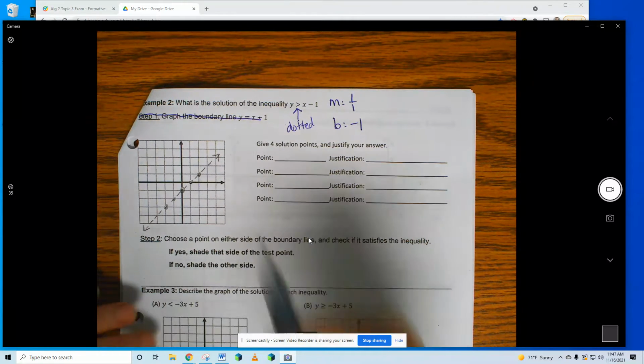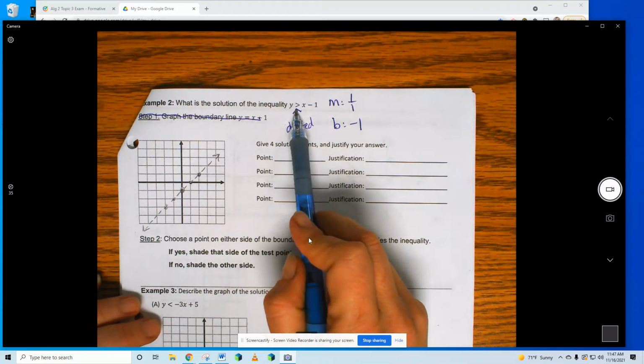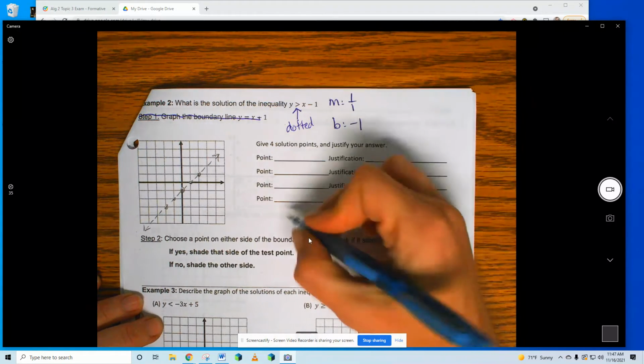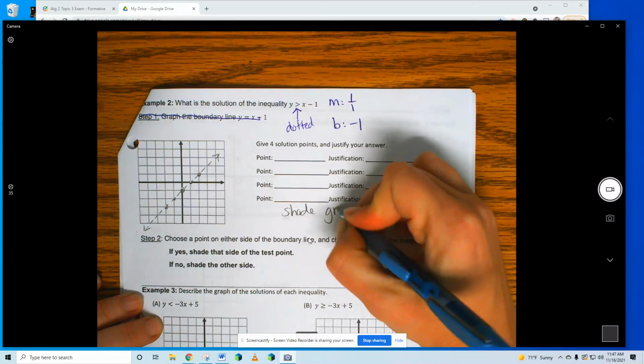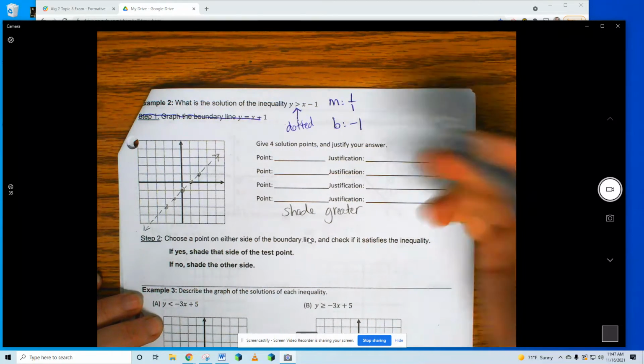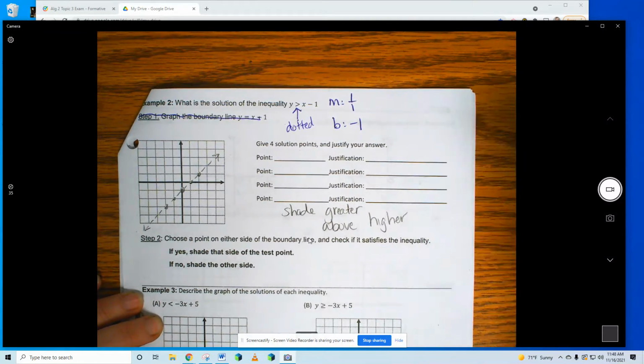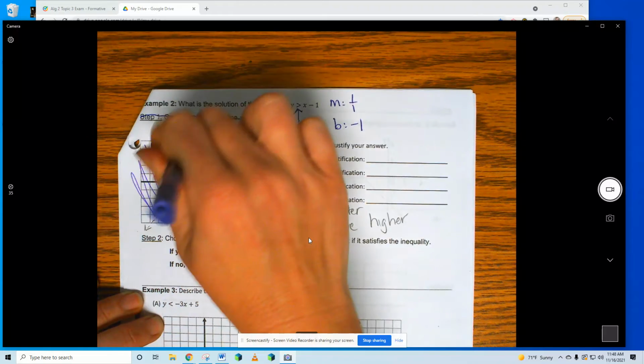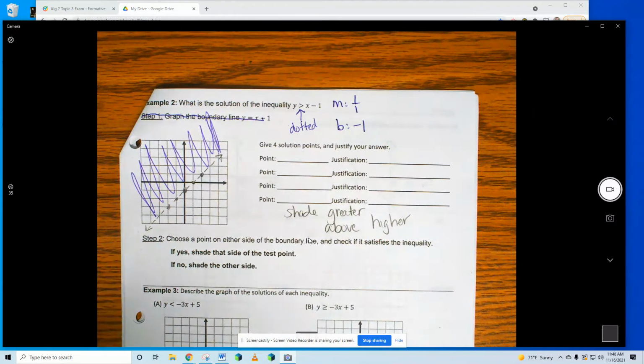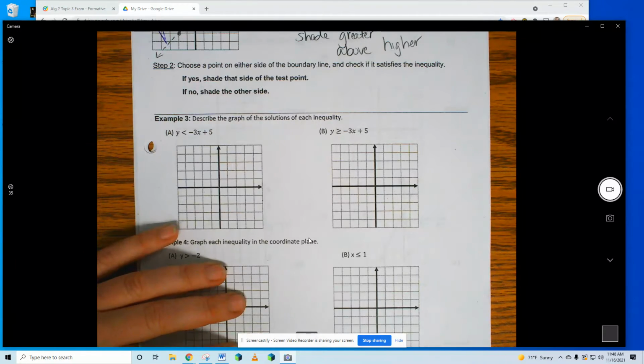Shading. What does that say? Greater than or less than? Greater than. Shade greater than. Doesn't greater than mean above and higher? Here's above and higher than the line. So it looks good.